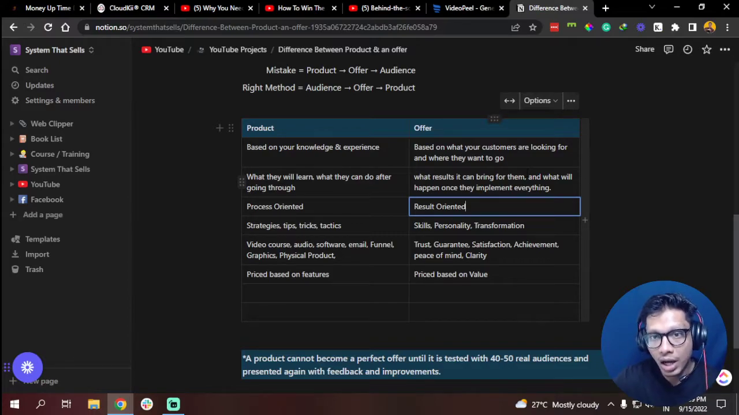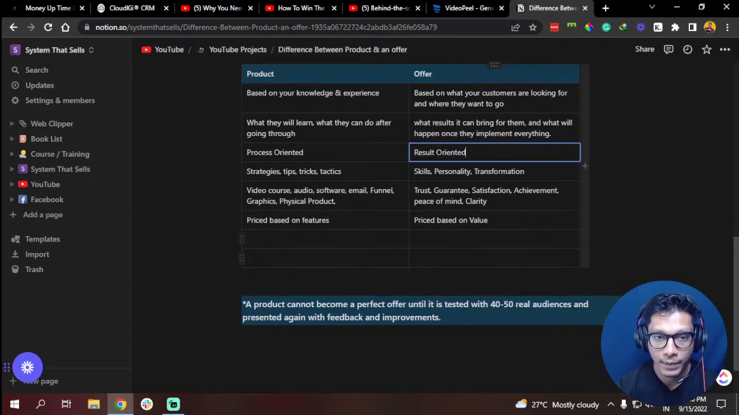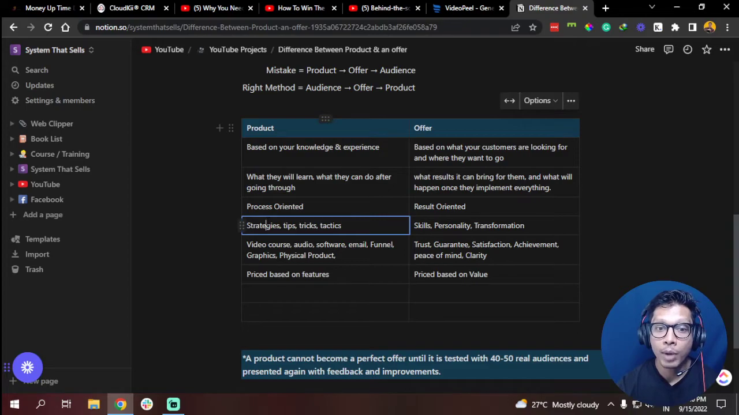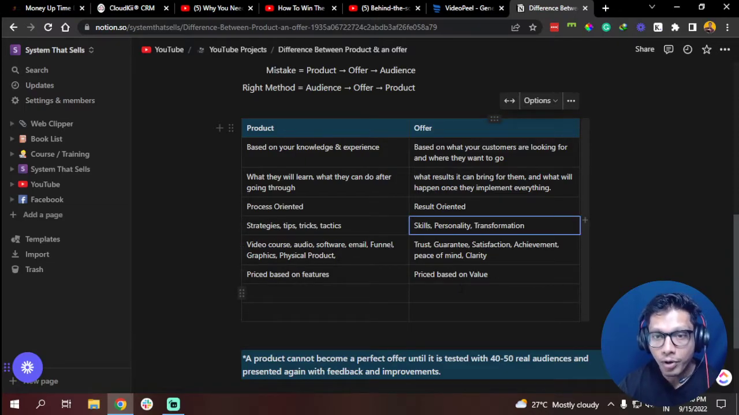Okay, so this is the difference between offering a product and offering an offer, or putting up an offer in front of them. Your product is all about teaching them strategies, tips, tricks and tactics. And your offer should be all about what skills they can pick up when they go through the process, what kind of personality they can develop, what kind of transformation they can have in their life or business. So let's again talk about Facebook ads.